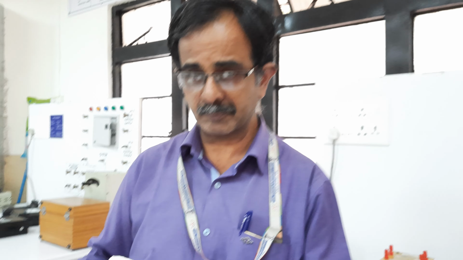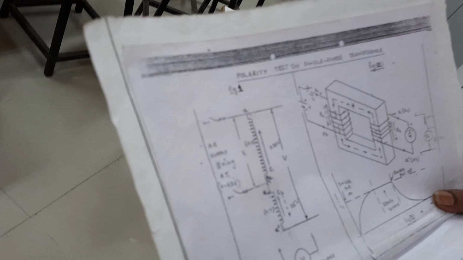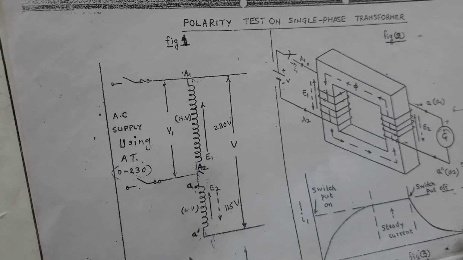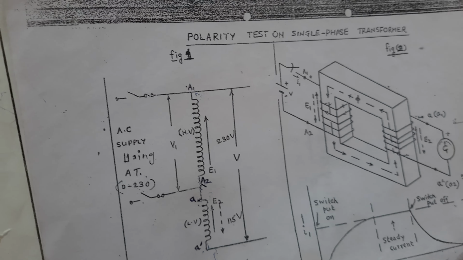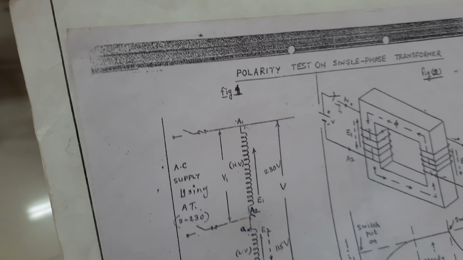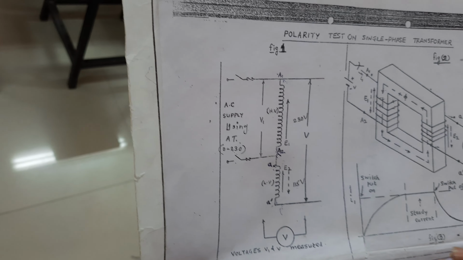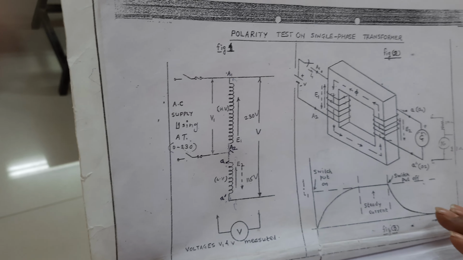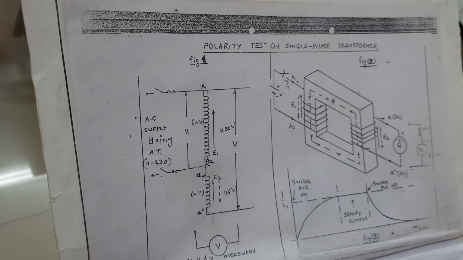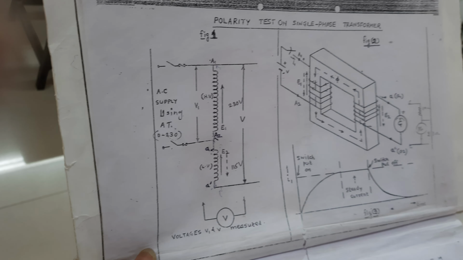Now, let us see here in this diagram. So, this polarity can be decided by two methods. In the first method, we can use an AC supply and a voltmeter for the experiment purpose, and in the second method we are going to use a small DC voltage or battery and a galvanometer.